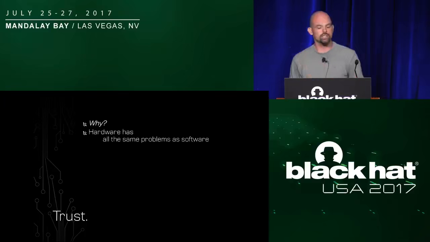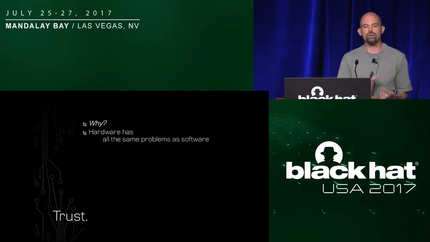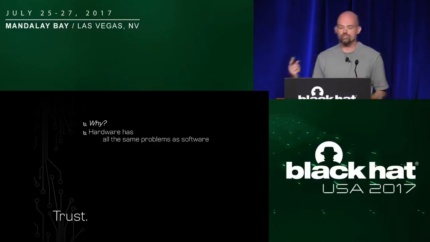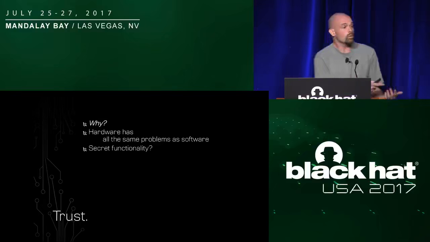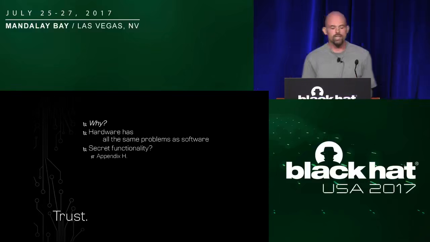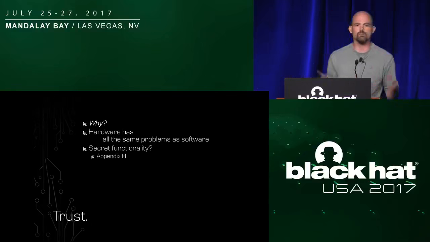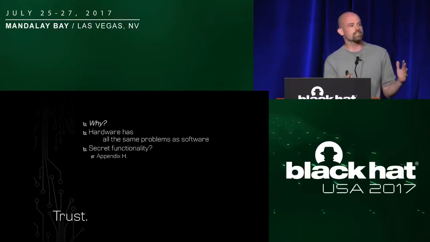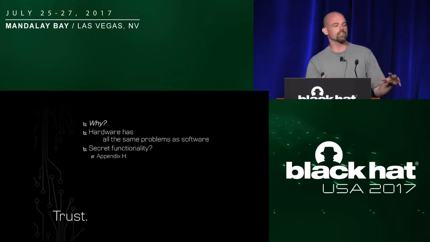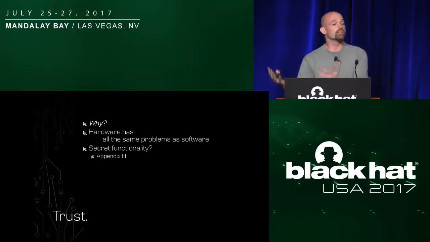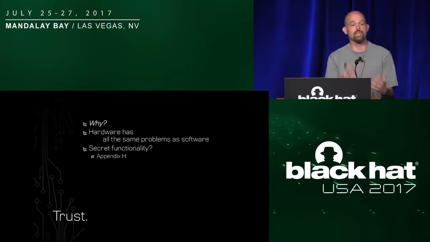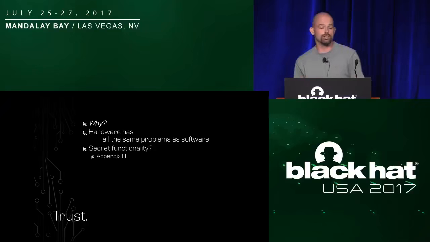So why do we blindly trust the processor even when we're so untrusting of software? Because hardware has all the exact same problems that software has. In software, we worry about secret functionality, right? Well, hardware has secret functionality. For example, Intel infamously had what were called the Appendix H documents with the Pentium processor. This was a secret set of documentation that described proprietary parts of the architecture that they didn't want the regular public to know about. You could only get access to Appendix H if you were a trusted Intel partner.